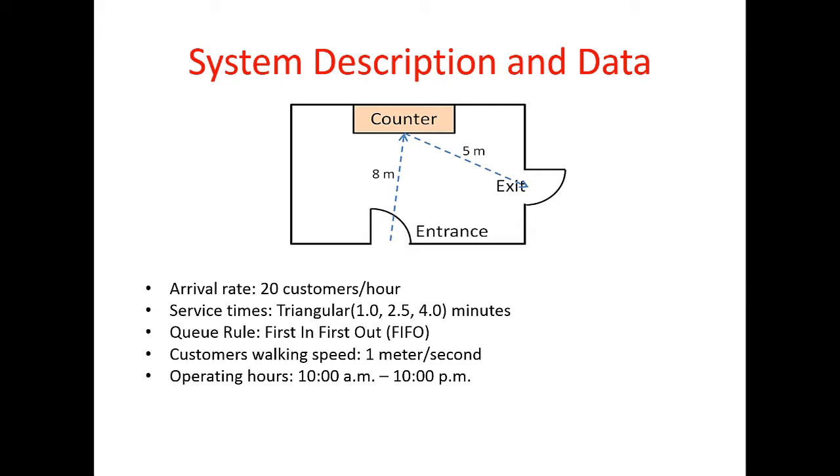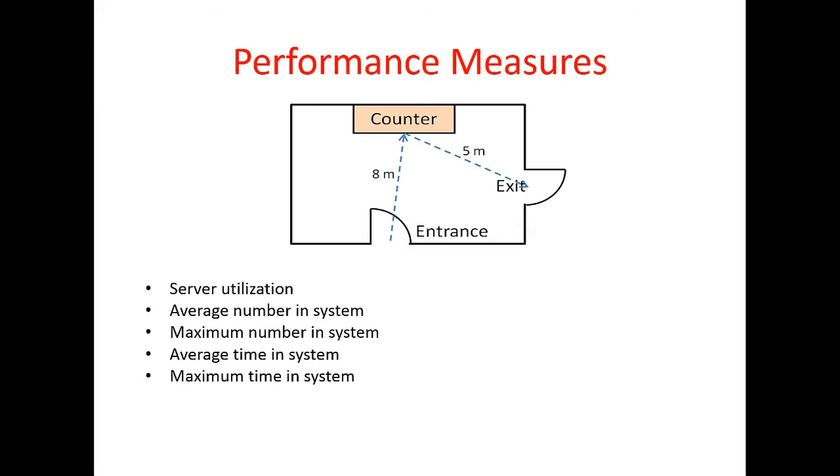As you can see here, the arrival rate is 20 customers per hour. Service times are triangularly distributed with a minimum of 1 minute, a maximum of 4 minutes, and a most likely value of 2.5 minutes. The queue rule is first in, first out, and customers' walking speed is 1 meter per second, and our system operates from 10 a.m. to 10 p.m., basically 12 hours per day.